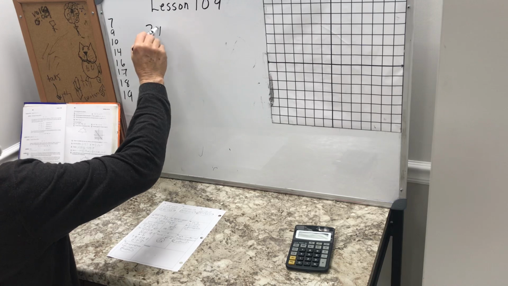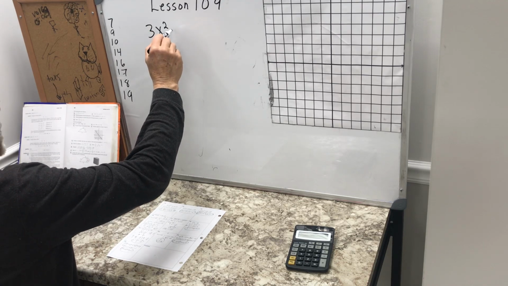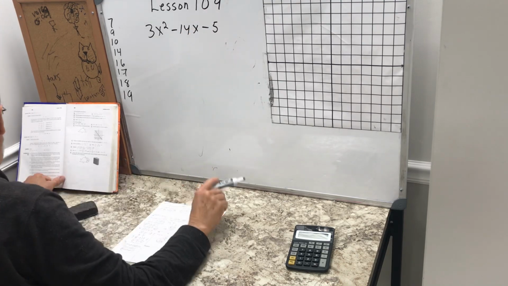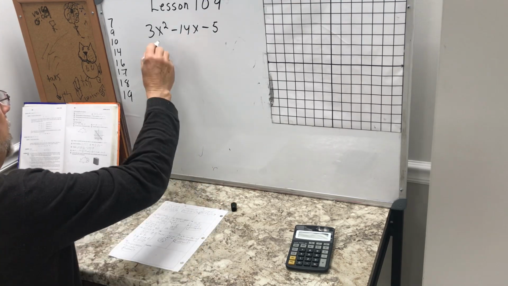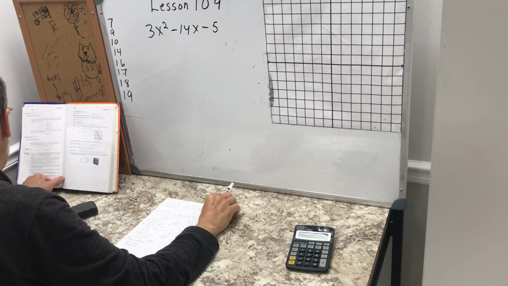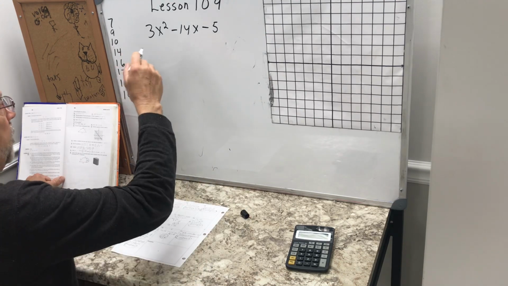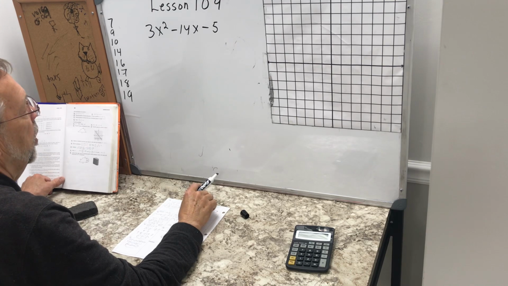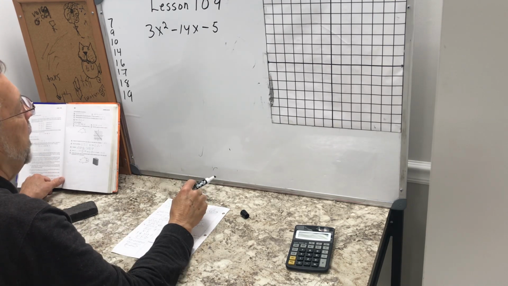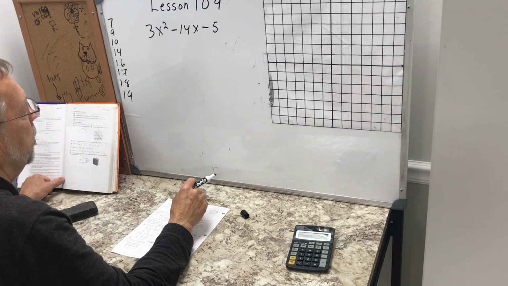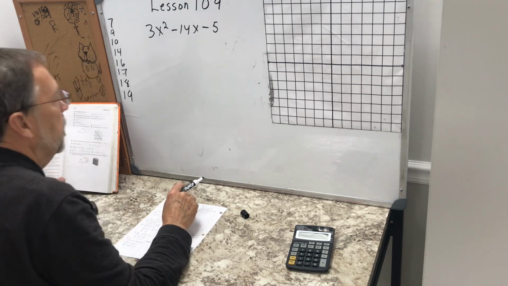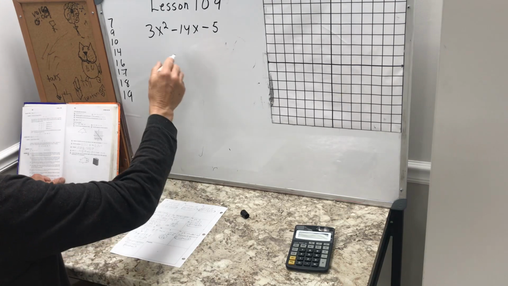Number 7, the first one: 3x squared, negative 14x, negative 5. It says to always check to make sure these are in descending order. That's step number 1. Some of these you can factor numbers out of, and they will come back to a simplified form that you'll be able to do yourself. If you look underneath them, again, you'll see lesson 71. So here we go. This is lesson 109.